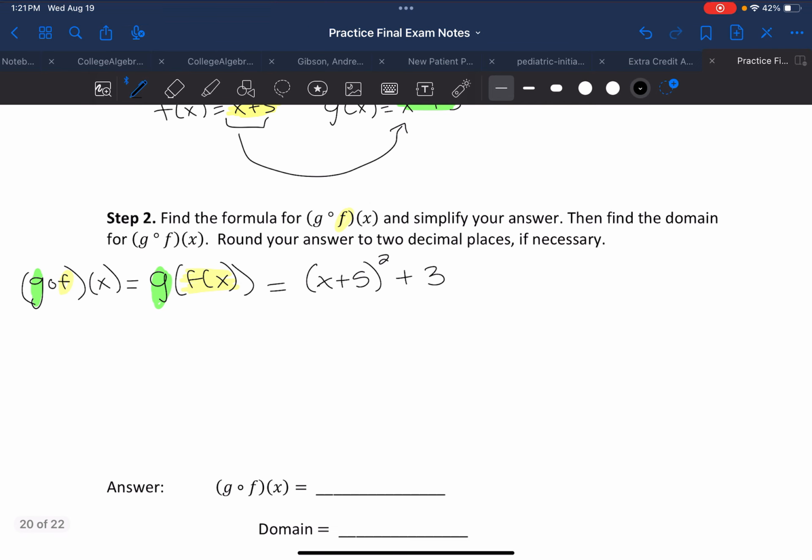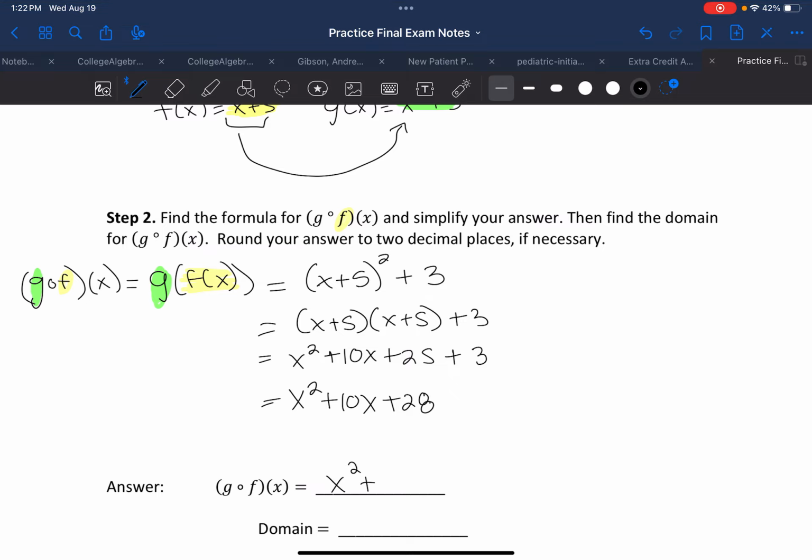It will want me to simplify my answer, so I will have to FOIL this out, which will give me x squared plus 10x plus 25, and then bring down my plus 3, and then this will be x squared plus 10x plus 28. So that will be the answer to that first part.